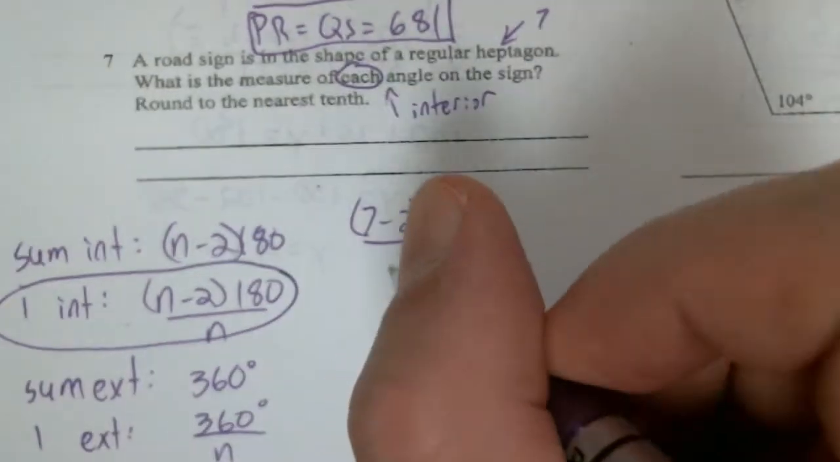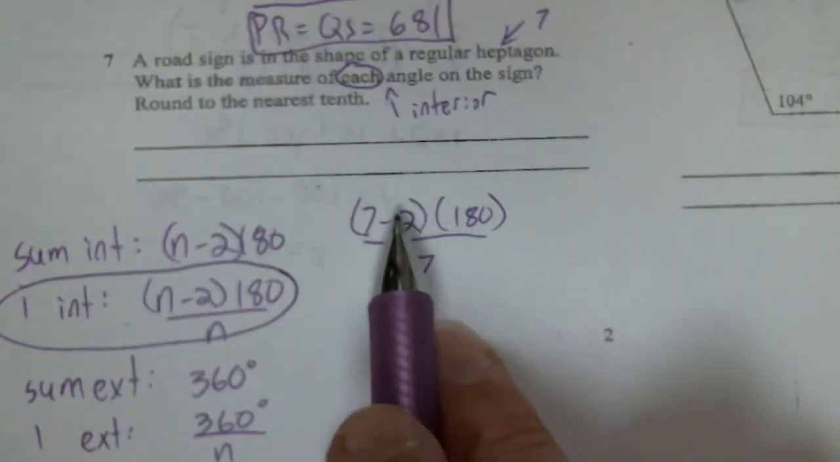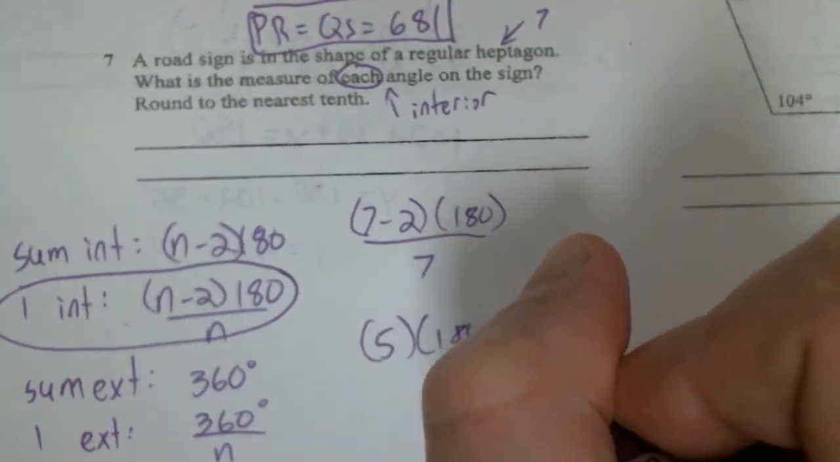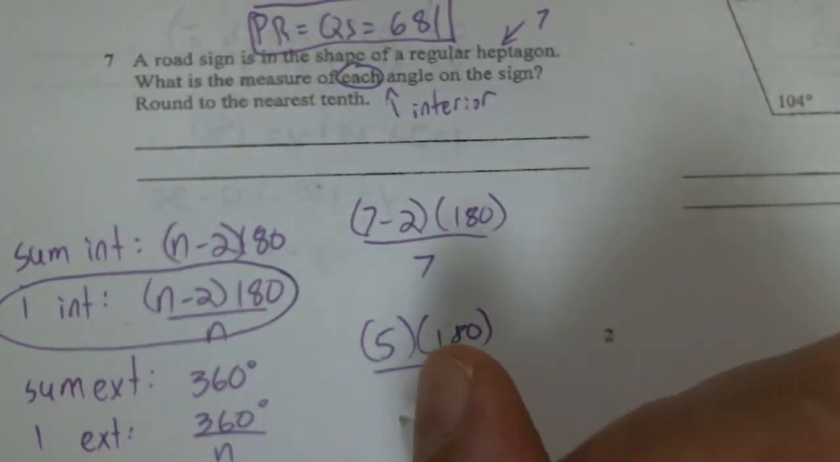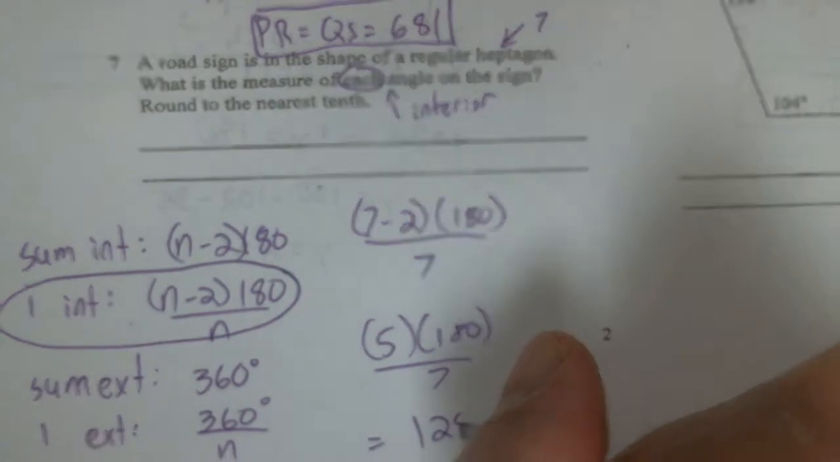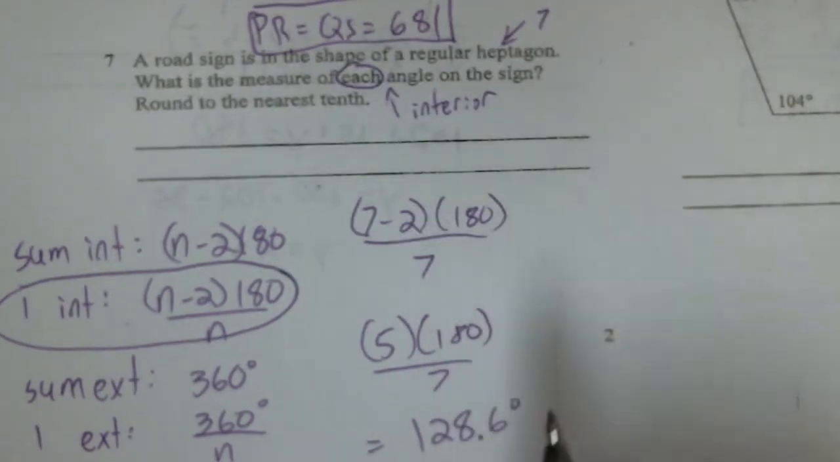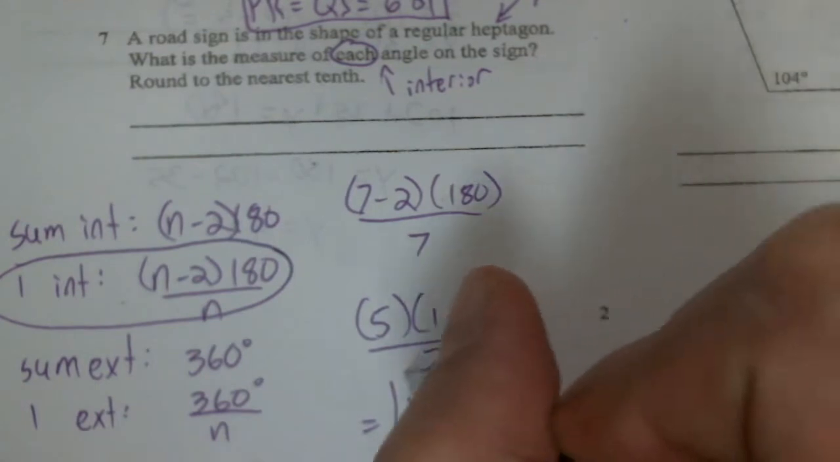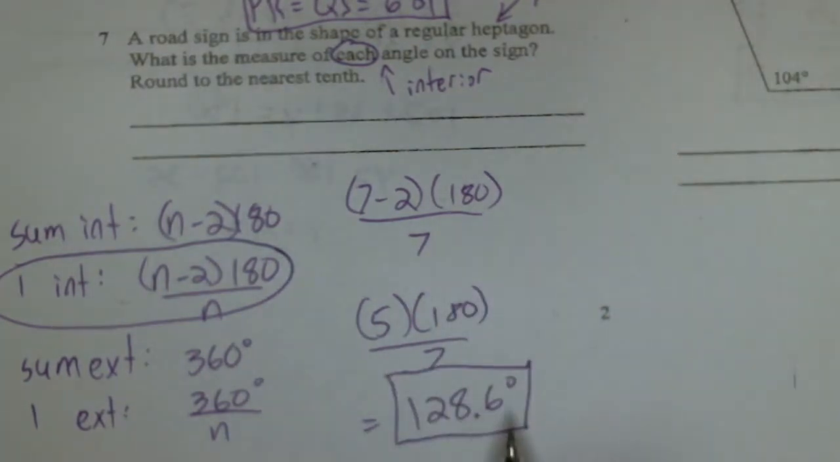So again, you can plug all this in your calculator exactly the way you see it. You can go ahead and simplify first and say that's just 5 times 180 divided by 7, whatever you're most comfortable with. And that comes out to be 128.6 degrees because they say round to the nearest tenth. So each of your interior angles is 128.6 degrees.